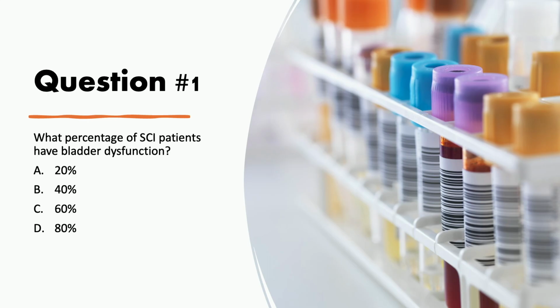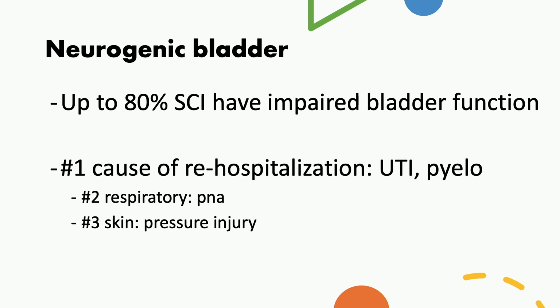So question number one, what percentage of SCI patients have bladder dysfunction? It's high. Up to 80% of spinal cord injured patients have bladder dysfunction. And it's important because it's the number one cause of re-hospitalizations. When in doubt, always rule out UTIs. The second most common cause of hospitalizations is respiratory issues such as pneumonia, namely aspiration pneumonia and even community-acquired pneumonia. And then third is pressure injuries and skin breakdown.